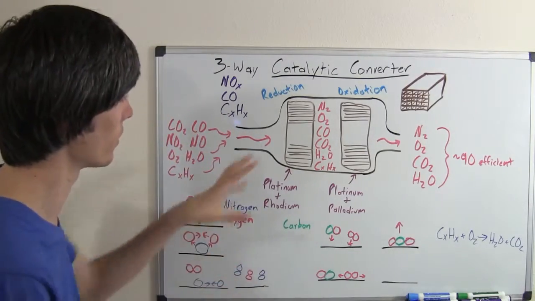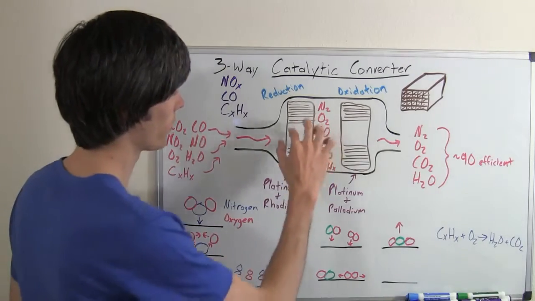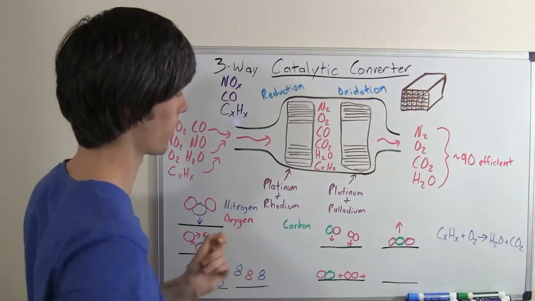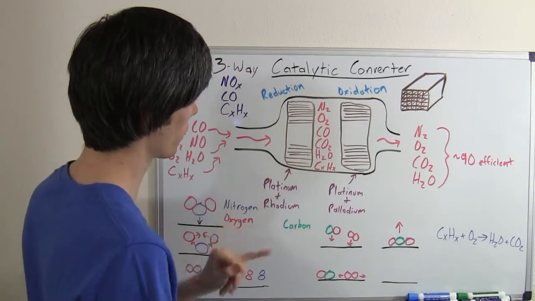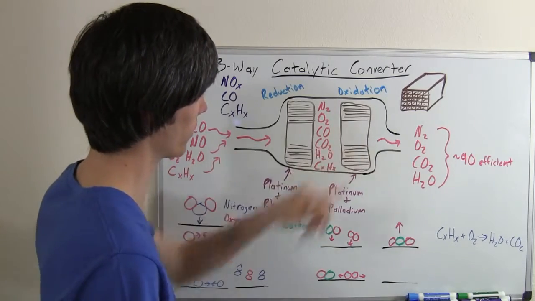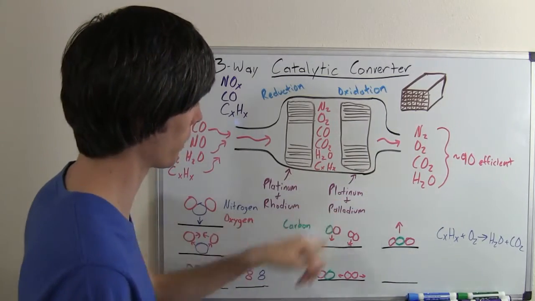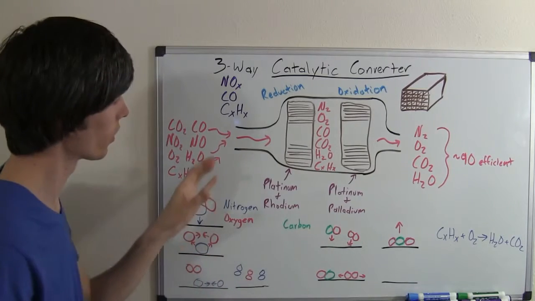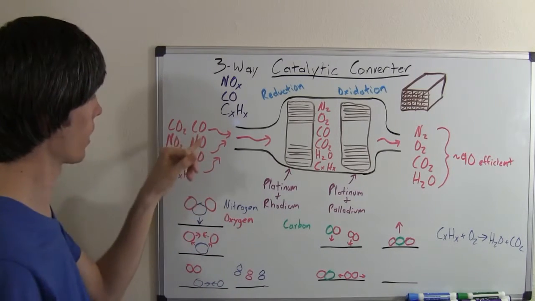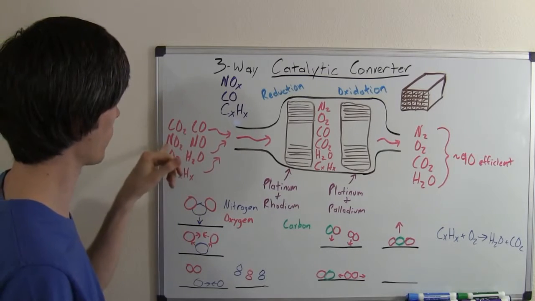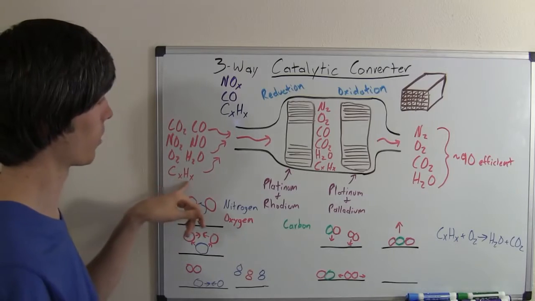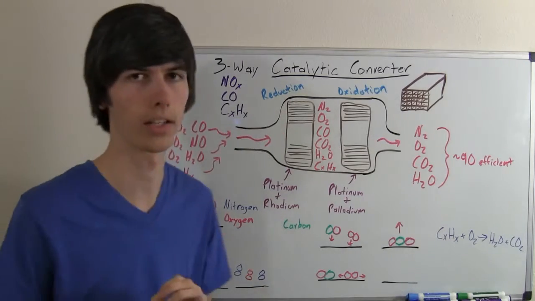So the way it does this, inside of a catalytic converter you've got these two blocks, and one is a reduction catalyst and the other is an oxidation catalyst. The reduction catalyst is made up of platinum and rhodium, and the oxidation catalyst is made up of platinum and palladium. From combustion, you've got CO2, carbon monoxide, nitrogen oxides, oxygen, water, and unburnt fuel all coming into this catalytic converter.